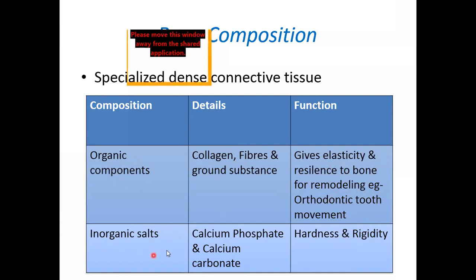Now coming to inorganic salts. Inorganic salts, we have calcium phosphate and calcium carbonate. Now what does that do? That gives hardness and rigidity. As you know, bone is very hard, like any bone, it's not malleable, you cannot just break it or move it around. Okay, it's quite hard. So the hardness and rigidity come from these inorganic salts. So it has both components.